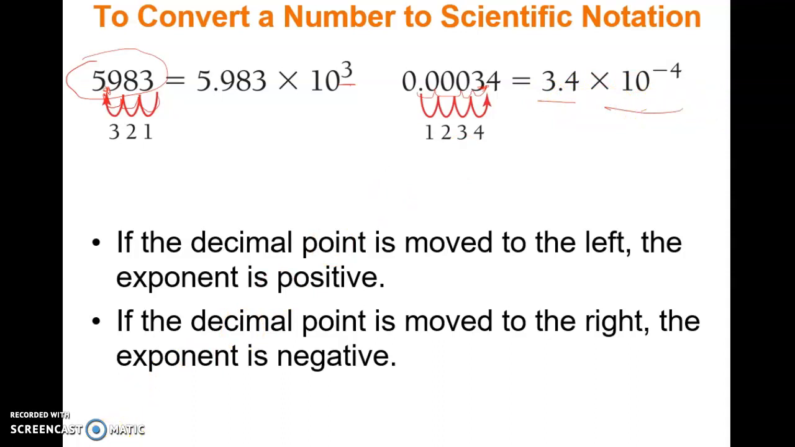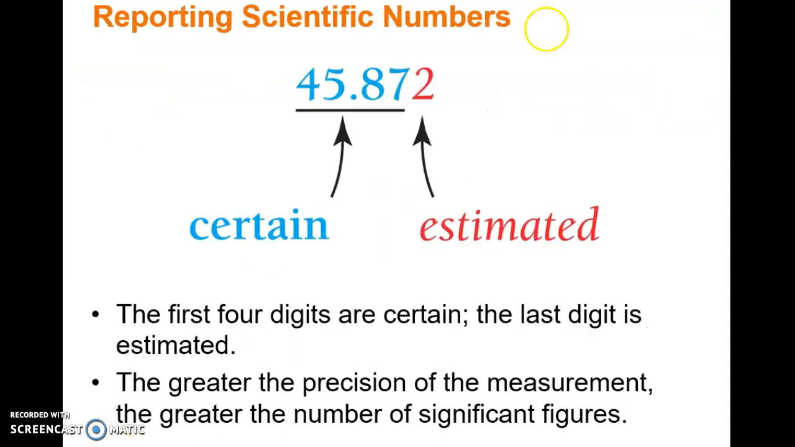All right, let's take a look at a number here. So remember, your last digit is your estimated digit. Okay, so this one here is estimated. The first 4 digits are certain. The last digit is estimated. The greater the precision of the measurement, the greater the number of significant figures you're going to have. Okay, so the more significant figures that you have, that means that you have a better measurement, a stronger measurement.